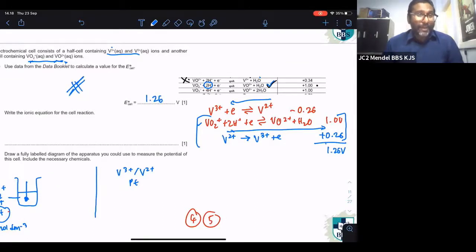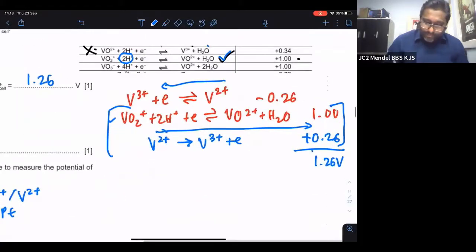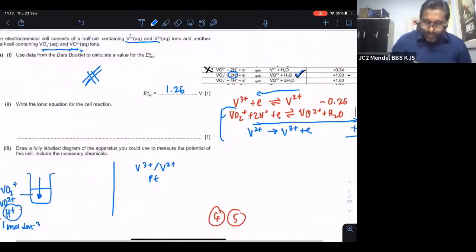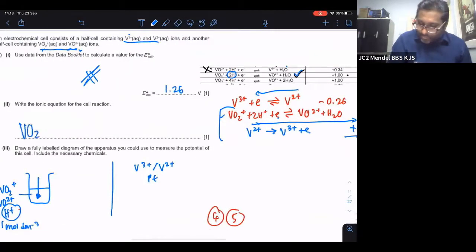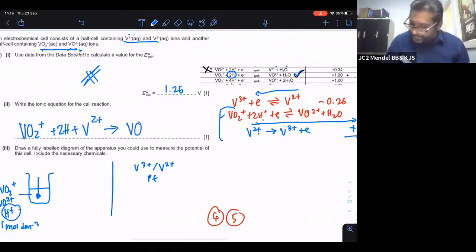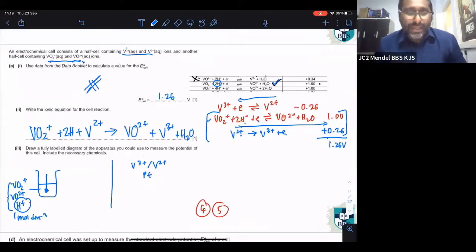Very important. And then write the ionic equation. The electron and electron will cancel. Therefore the ionic equation is VO2+ plus 2H+ plus V2+ to give you VO2+ plus V3+ plus H2O. So this is going to be the equation, the ionic equation for this.